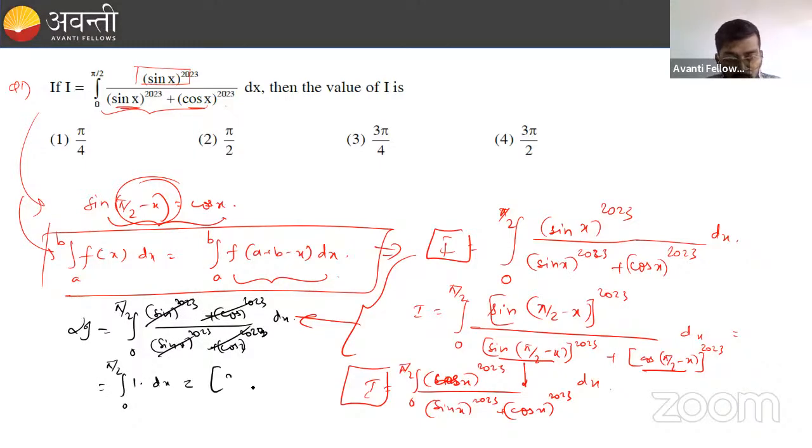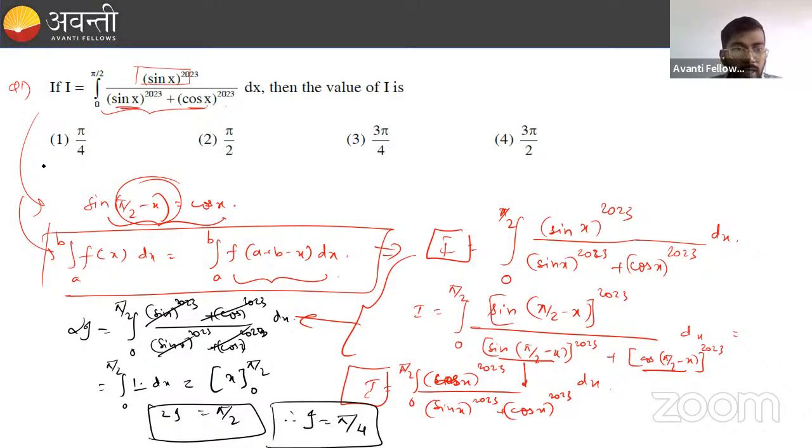Which can be written as x from 0 to pi by 2. Integration of 1 is x. So we get here pi by 2. So our 2I value is pi by 2. Therefore, our I value is pi by 4. So the answer here is option 1, pi by 4. I hope you guys have understood this. Let's move on to the next question.